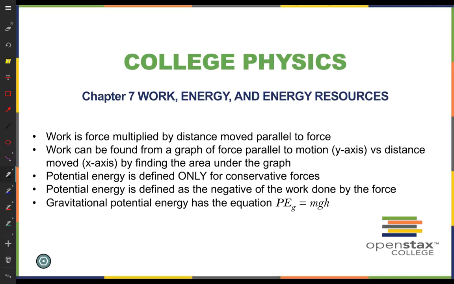So potential energy is defined as the negative of the work done by a conservative force. So for instance, gravity does a work of the force of gravity times the distance parallel. And so the potential energy for gravity is minus the work times the distance parallel. And finally, the equation we get for gravity is that. So potential energy for gravity is mg multiplied by the elevation.